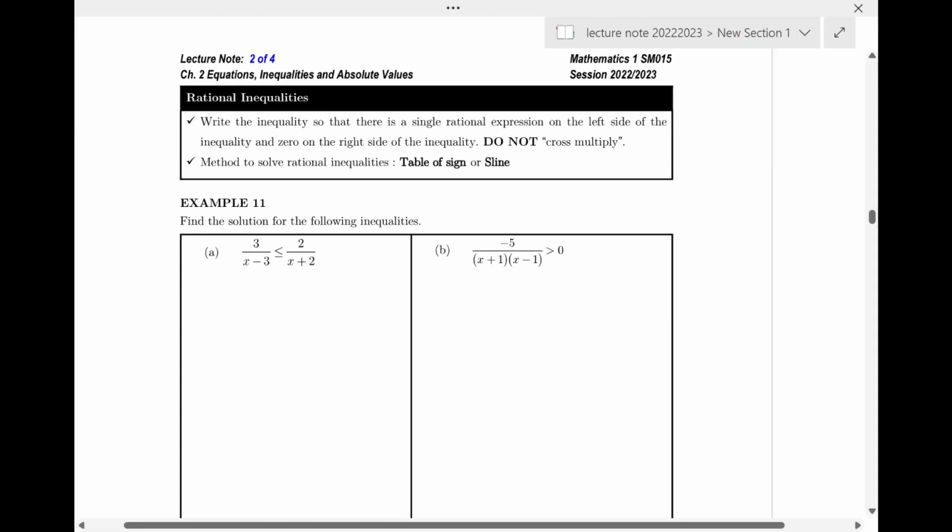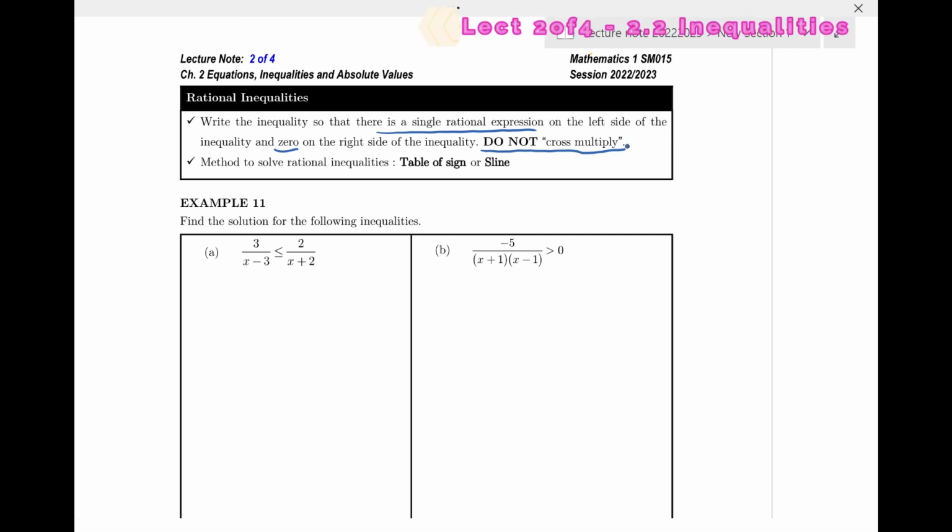Now we come back to the third one, which is rational inequalities. Rational inequalities is when we have a rational expression in our inequalities. But we have to make sure that there is only a single rational expression on the left side of our inequality and 0 on the right side. And we can never cross multiply, or in Malay, darab silang. So never, do not ever cross multiply. So what do I mean by that? Let us look at the example.